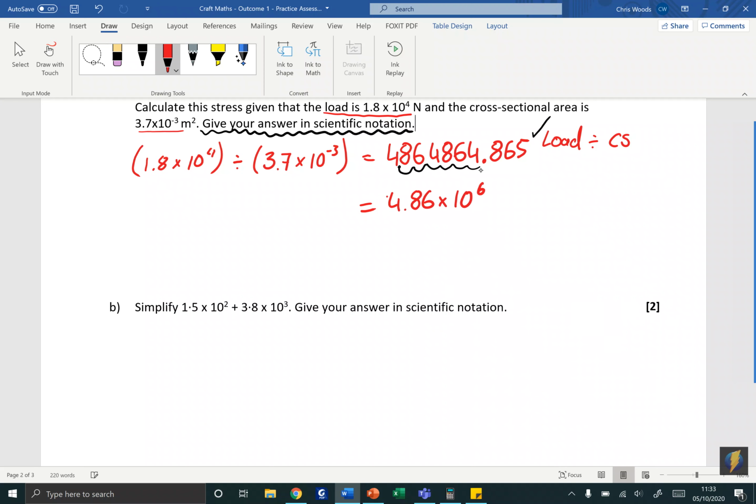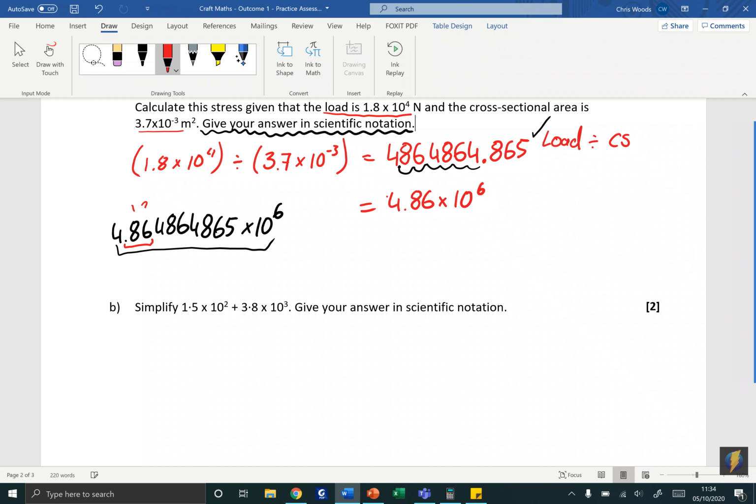So all I've done there is I've done a combination of things. Because I don't want to be writing 4.864865 times 10 to the power of 6, because that's just stupid. That is no neater. The whole point in scientific notation is that you can write large numbers in a much neater form.